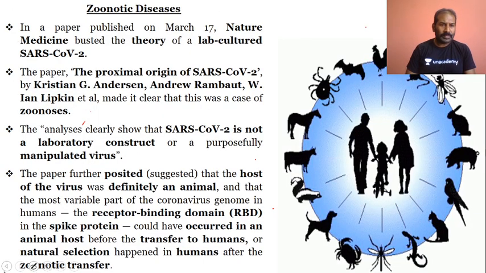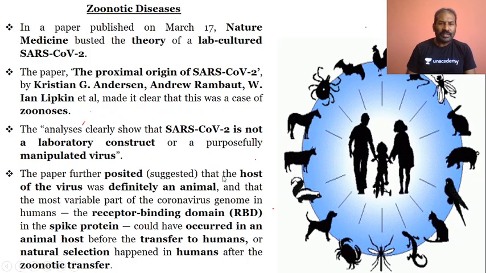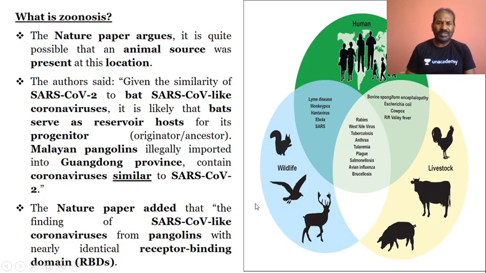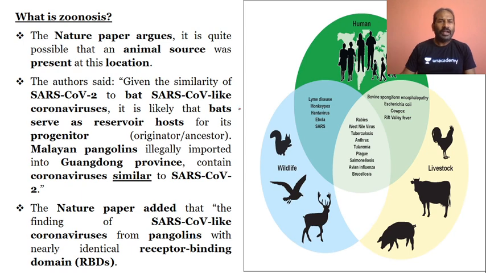It is because of the receptor binding domain. This is very important. Because of the receptor binding domain, it is very clear that it is a natural one. And now we will look at what zoonosis is. We were talking about zoonotic diseases. As per the paper published, it very clearly states that it is a natural process. So we will look at what zoonosis is and what the Nature Medicine paper argues.